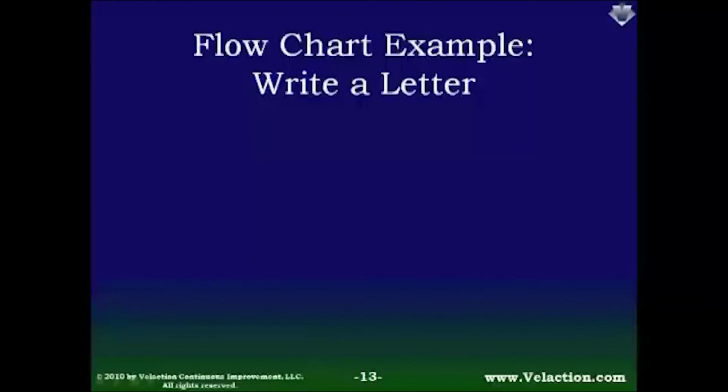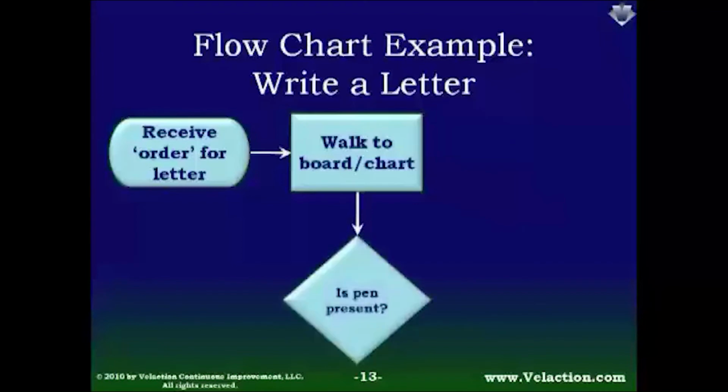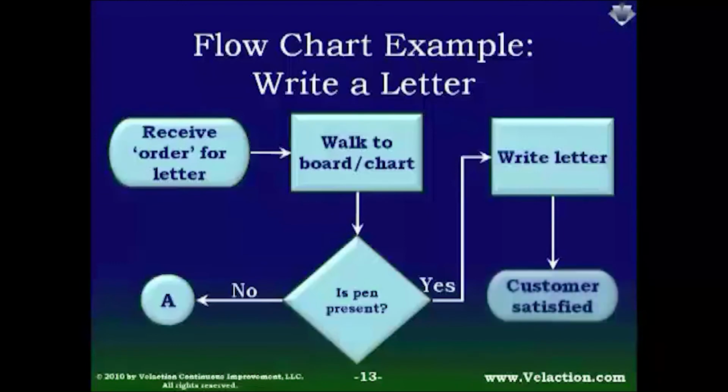So let's just take a look at an example of this. Let's say, if you were in a class right now, I would ask a student to stand up and do this. I would say you have an order to write the letter J on the blackboard or on the whiteboard. So they would walk over to the board, they would go to find the pen, and if the pen was present or it was not present, they'd have to go through, like I said, that sub-process of acquiring the pen. And if it was present, they would write the letter, and then the customer, myself, would be satisfied.